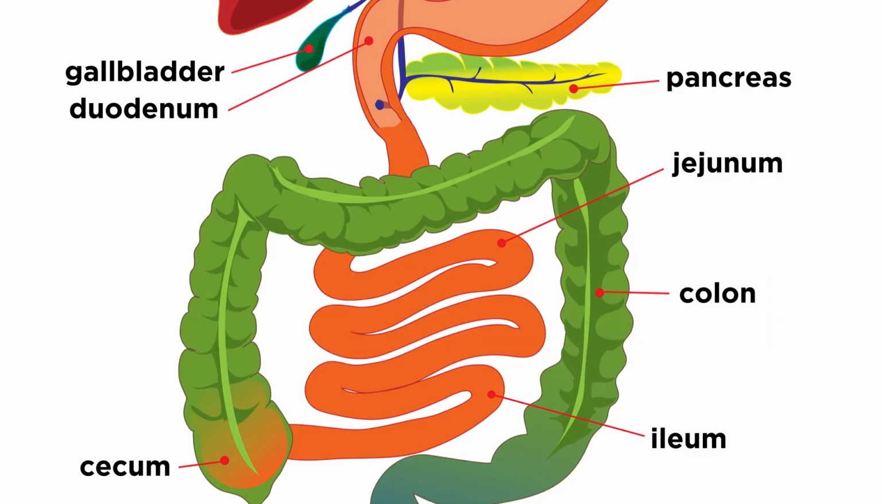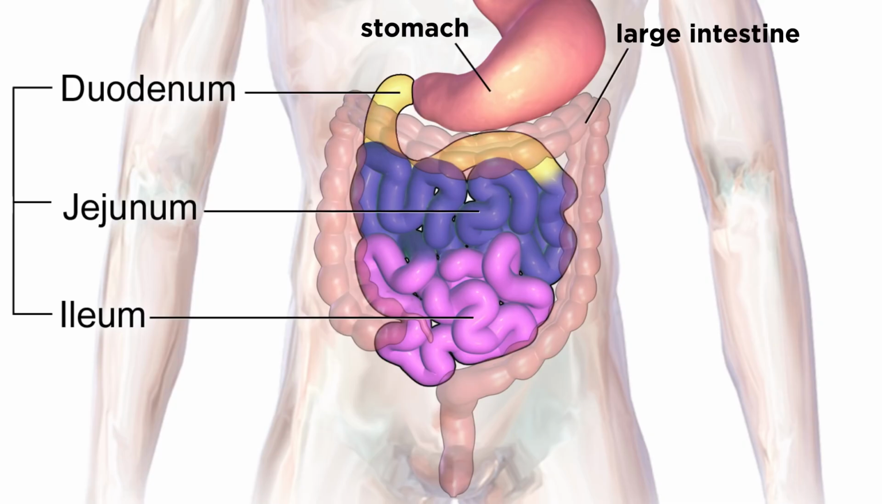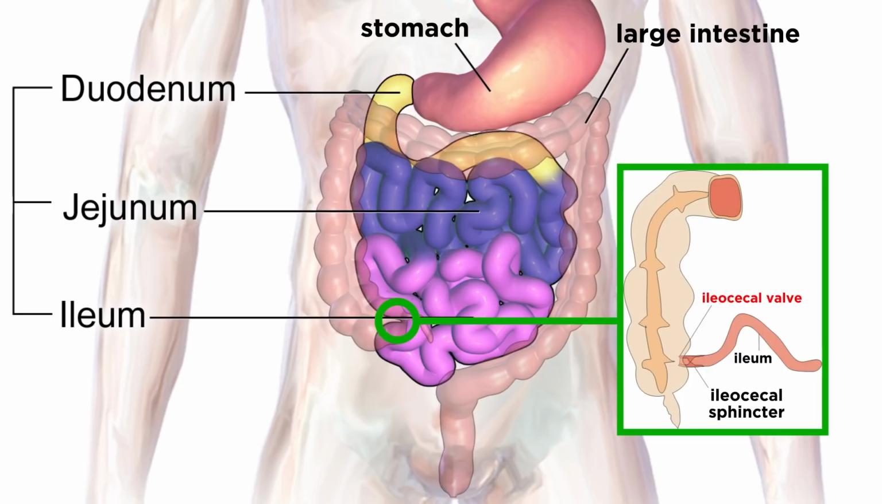There are three sections, the first of which is the duodenum, followed by the jejunum and the ileum. The duodenum contains the hepatopancreatic ampulla, which is where the bile duct, delivering bile from the liver, and the main pancreatic duct, delivering pancreatic juice from the pancreas, join and merge with the small intestine. The other two sections are longer and hang in coils, joining the large intestine at the ileocecal valve.